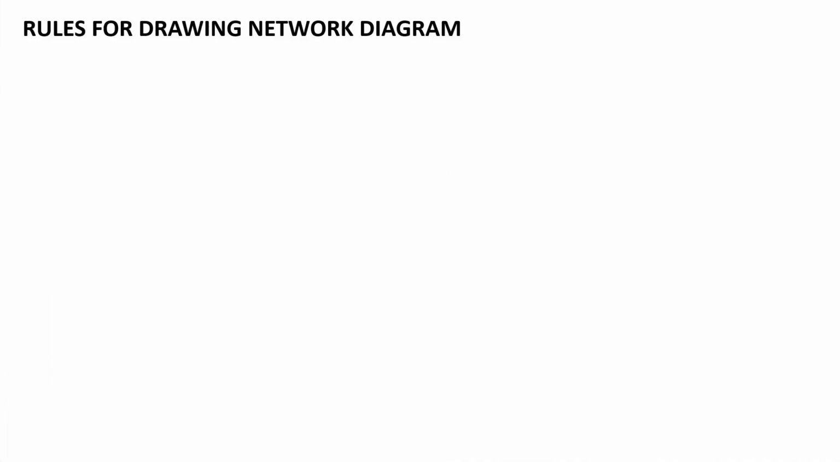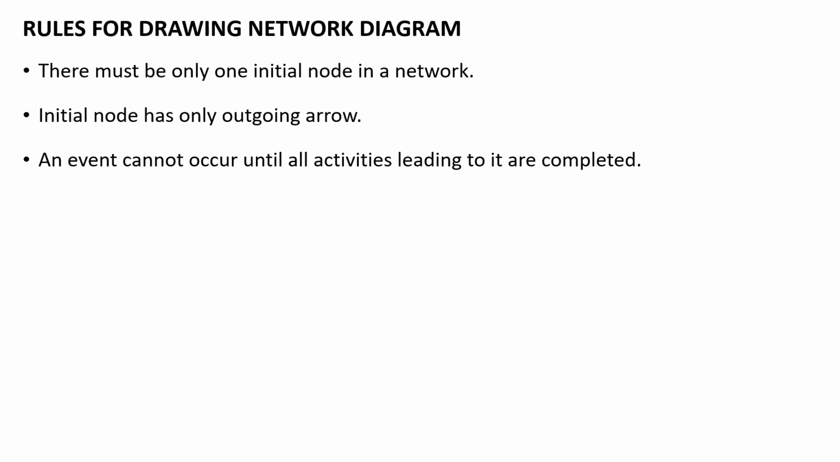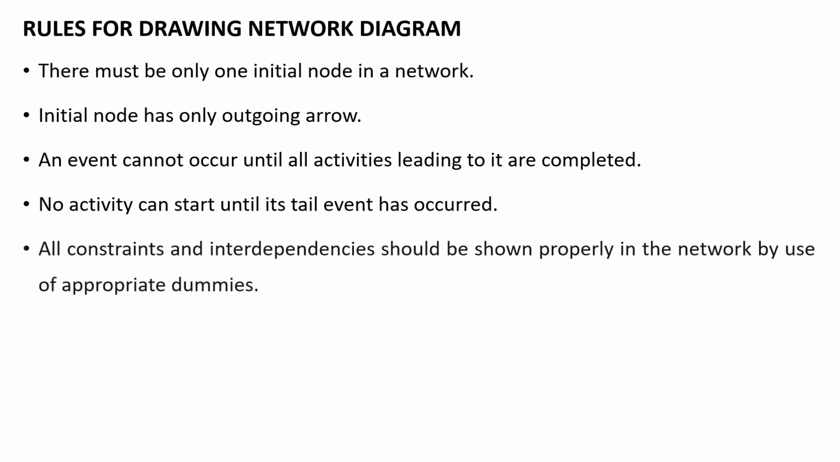Now let's look into the rules for drawing network diagram. There must be only one initial node in a network. The initial node must have only outgoing arrows. An event cannot occur until all activities leading to it are completed. No activities can start until its tail event has occurred.